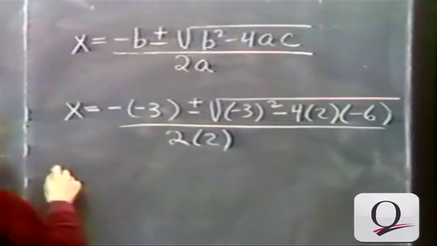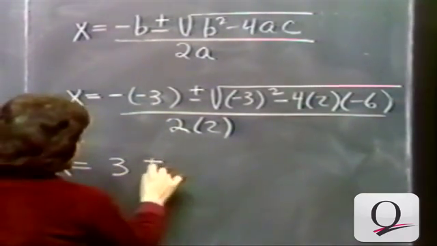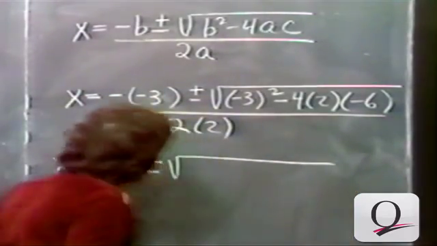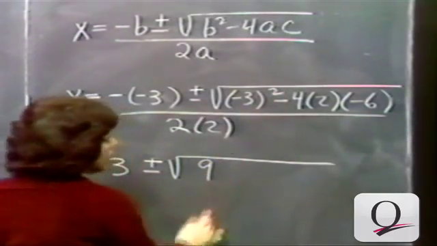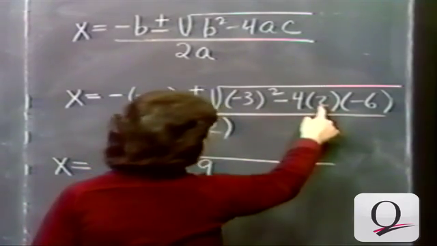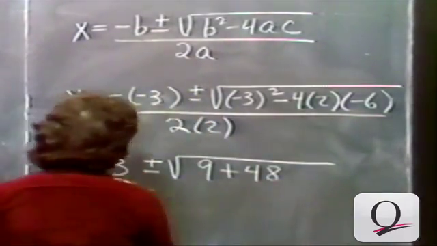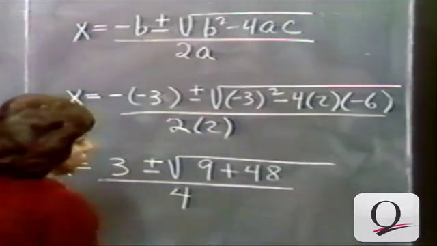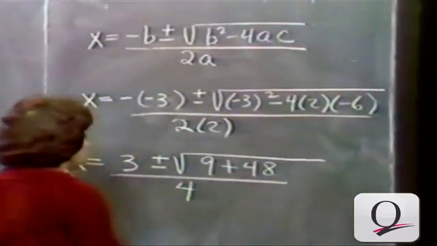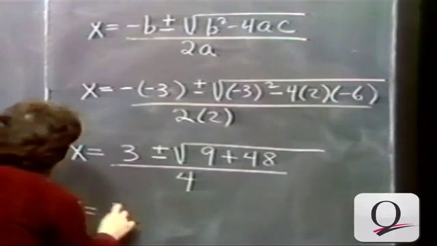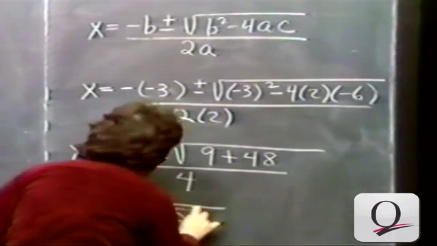And now we will simplify. Minus a, minus 3, that's plus 3, plus and minus the square root of, now, minus 3 squared, that's plus 9, minus 4 times 2, that's minus 8, times minus 6, that's plus 48, all over 2 times 2, which is 4. Once again, this is 9 minus 8 times minus 6, which is plus 48, giving us x equals 3 plus and minus the square root of 9 plus 48, that's 57, all over 4.